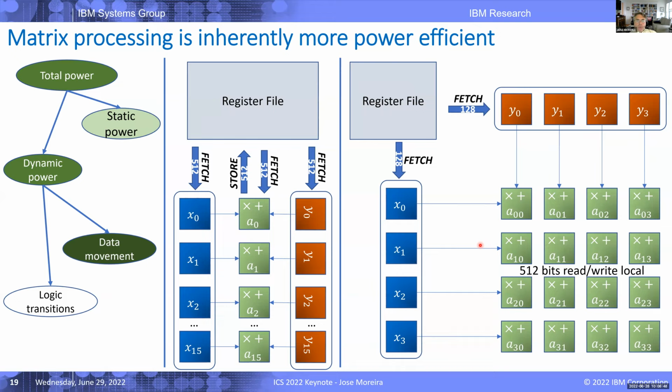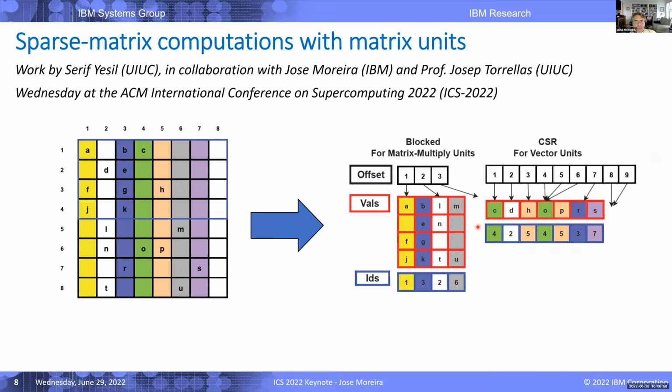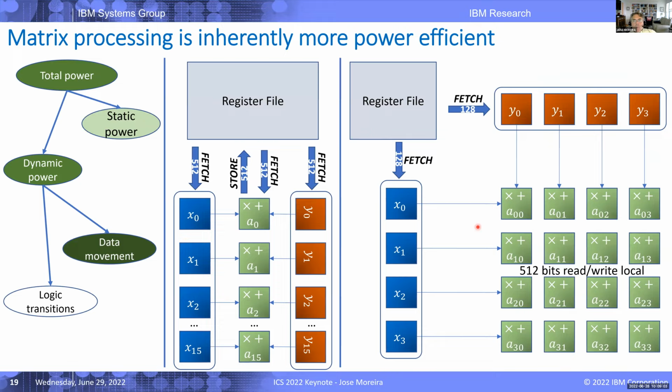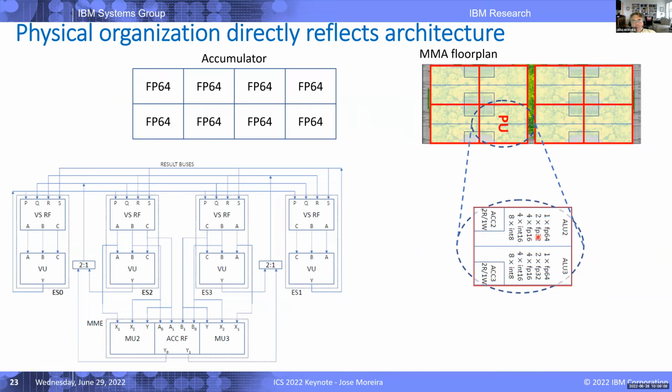Let me be honest here. Once you design an ALU that can do 64-bit floating point, 32-bit floating point, 16-bit floating point, 16-bit integer, 8-bit integer, doing a 4-bit integer is not much more, right? It's maybe another percent of area, maybe. I don't know the exact numbers, but it was not that difficult to put the 4-bit in.